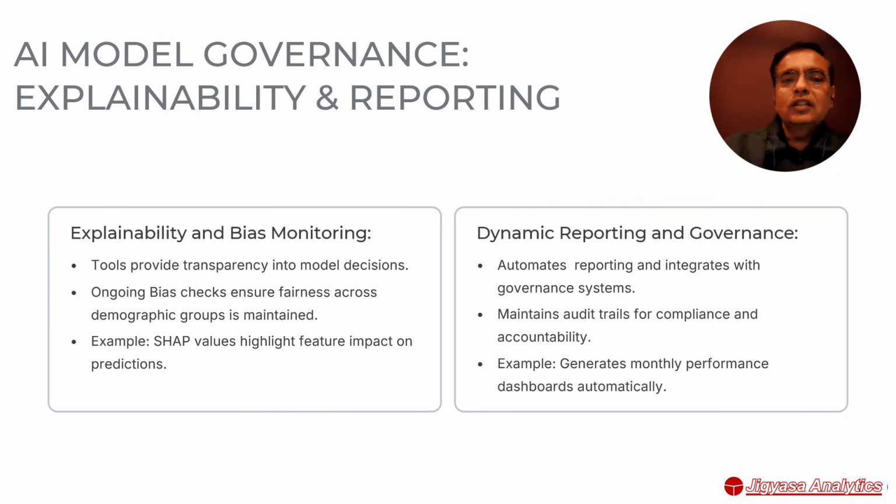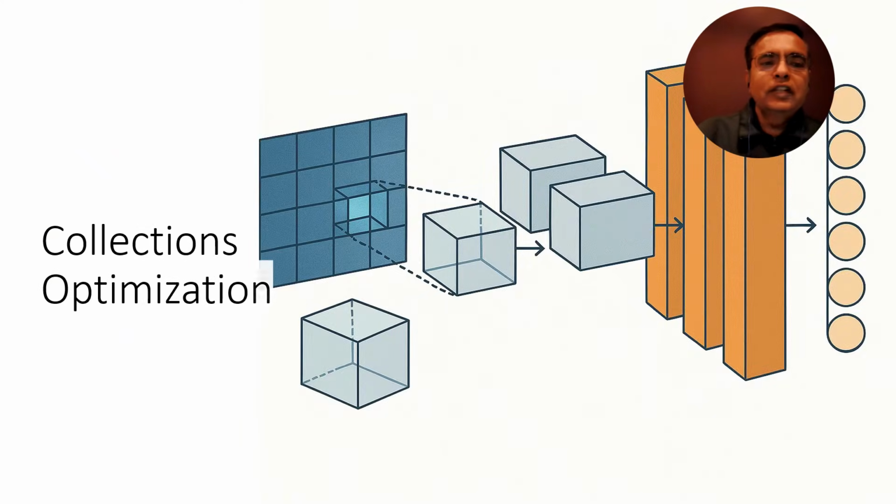And all this could be a physical report, or it could, for example, generate monthly performance reports which are fed into dashboards. And so this is a way in which we can systematically use AI for different components of model reporting, as well as to explain the models and be compliant with the different regulatory requirements. Let us now briefly talk about collections optimization.